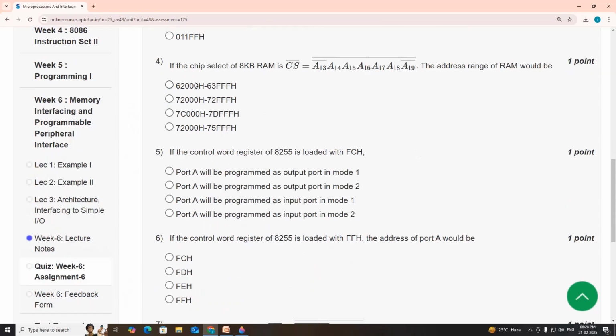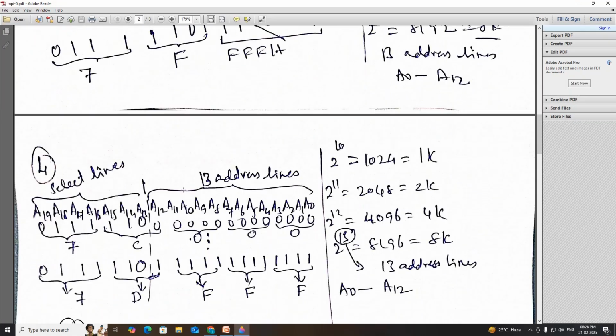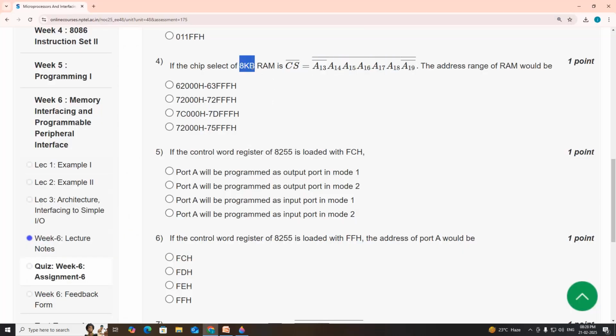Fourth one: 8K RAM. A13 is 0 and A19 is 0. So what I am trying to do, come again here. See here, this is 8K.